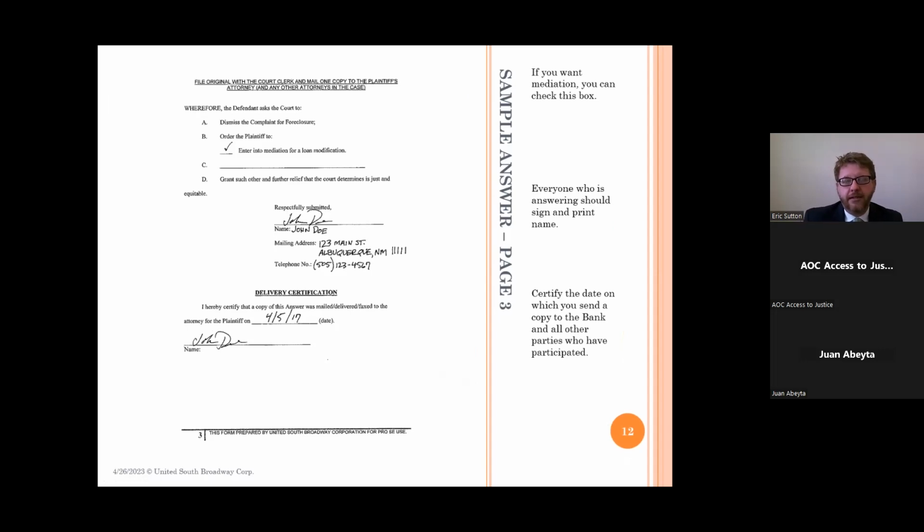And of course, the final page of the answer is a request from the defendants to the court on how to dispose of the case, preferably by dismissing the complaint for foreclosure or ordering the case into mediation. And for anything else the judge feels is fair to the parties. And then of course they sign with their mailing address and telephone number, which are required as part of appearing in the lawsuit, and certify that it was delivered to the plaintiff. Again, if they're proceeding pro se.